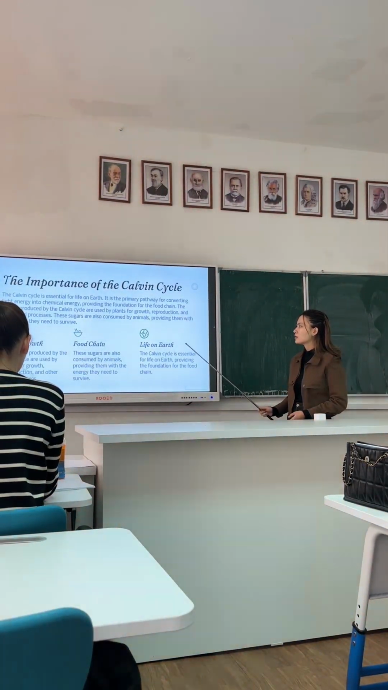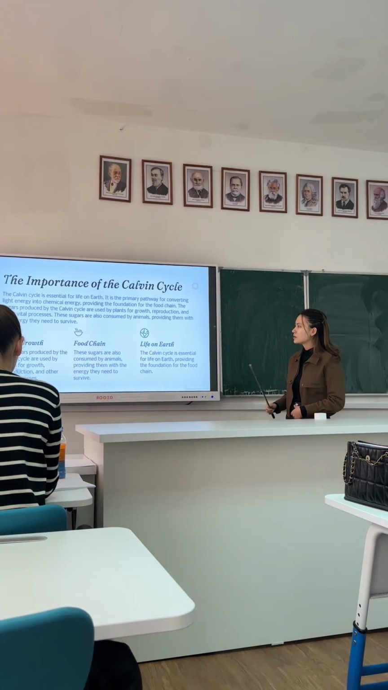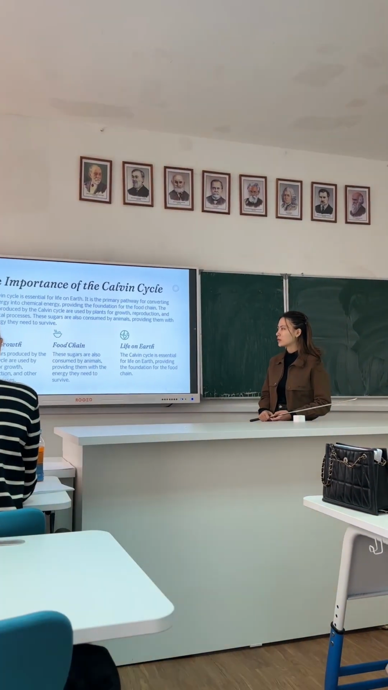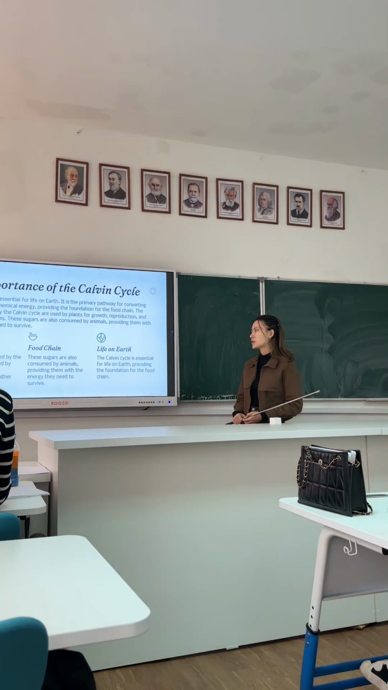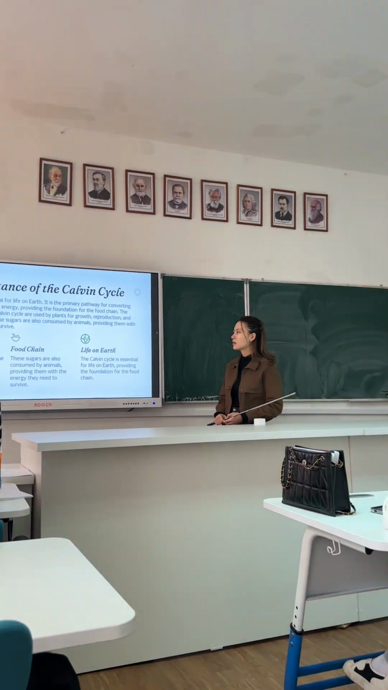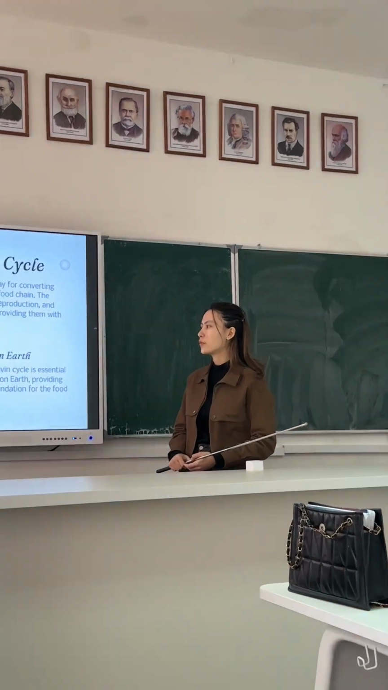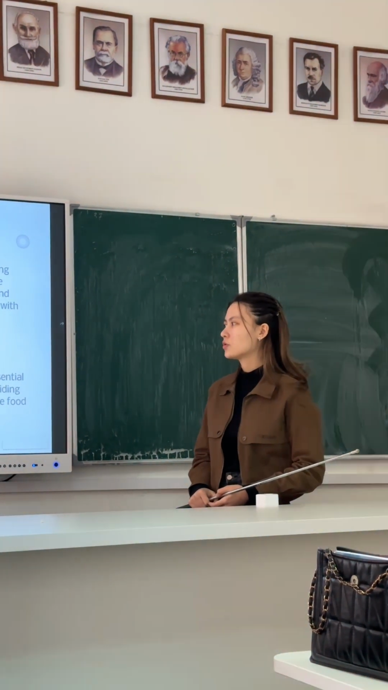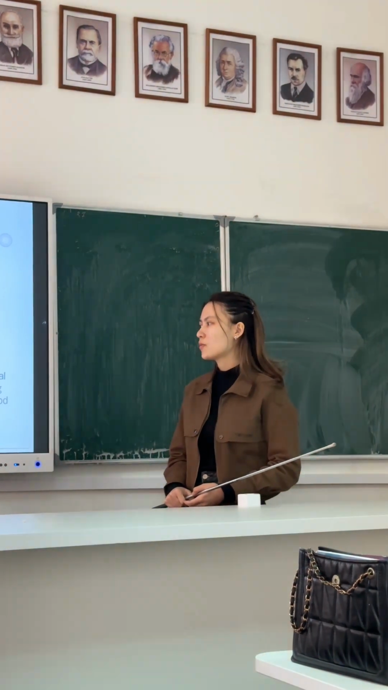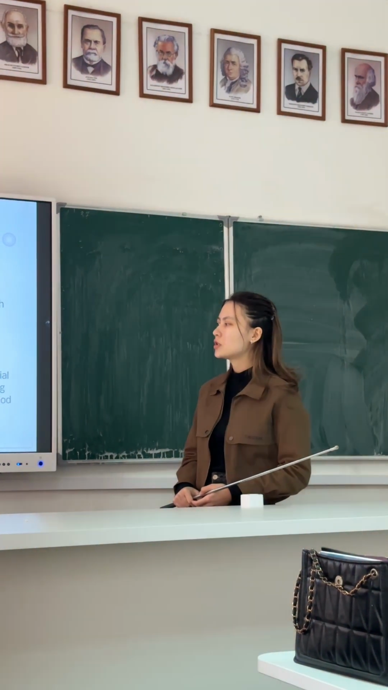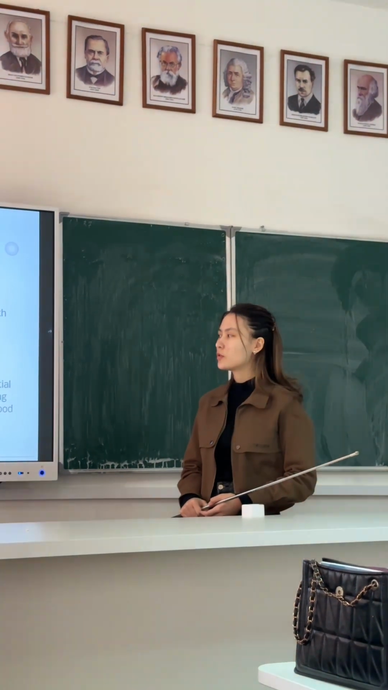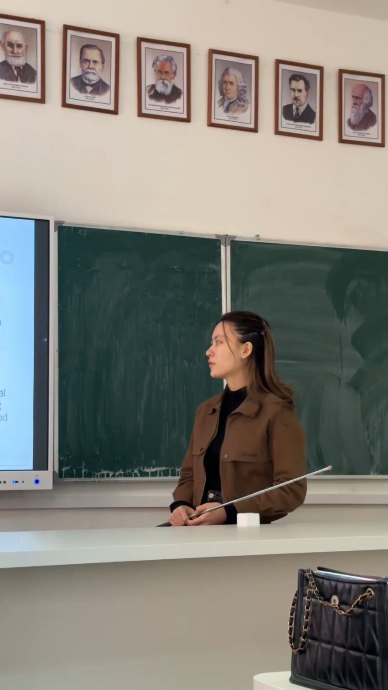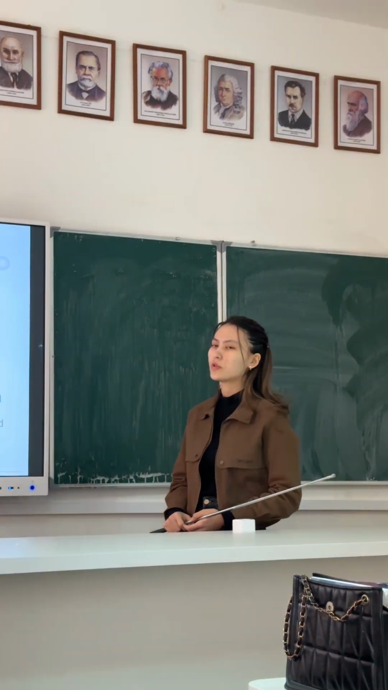Here are the main reasons the Calvin cycle is important. First is plant growth, as the sugars produced by the Calvin cycle are used by plants for growth, reproduction, and other vital processes. Second is the food chain. These sugars are also consumed by animals, providing them with the energy they need to survive. And the third is life on Earth. The Calvin cycle is essential for life on Earth, providing the foundation for the food chain.